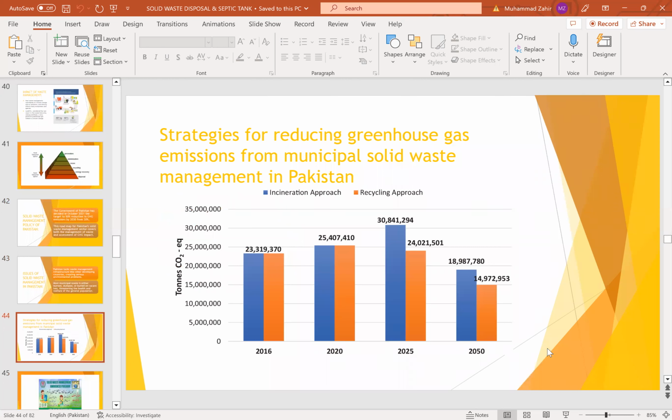These are the strategies for reducing greenhouse gas emission from municipal waste management in Pakistan. It is from 2016. This was the incineration approach, and this is the recycling approach. You can see in 2016 it was like that. And in 2025, the incineration approach is this much, and in 2025, it is targeted to lower both these values by a recycling approach and incineration approach.